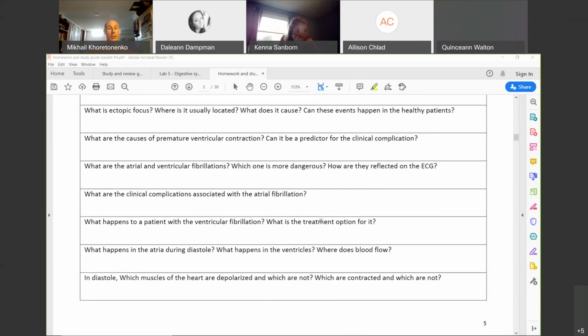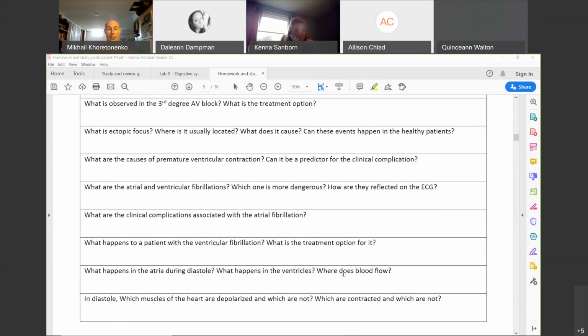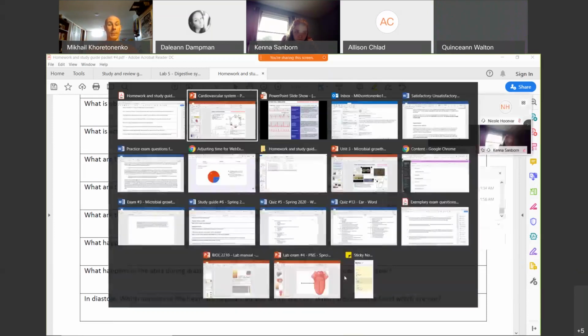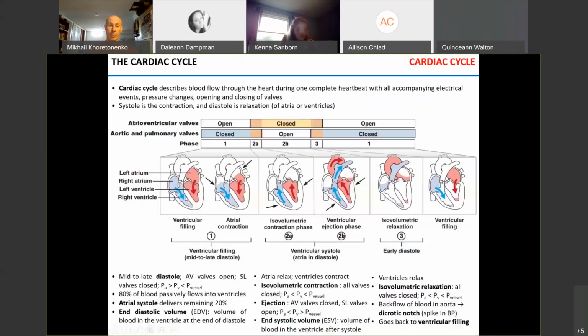So the next series of questions are about the cardiac cycle. So let's spend some time on it. So you have diastole. The whole heart is completely relaxed. Nothing is depolarized. Nothing is contracting. Ventricles are filling with blood. Blood freely flows into the ventricles. That's ventricular filling. AV valves are open. SL valves are closed.